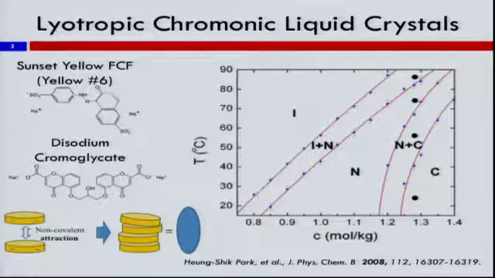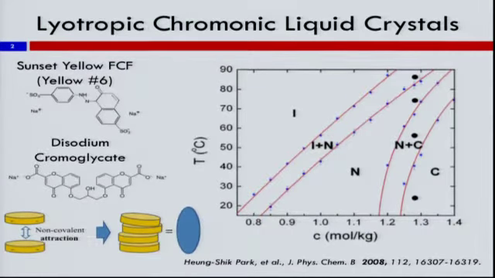So the materials I'm going to tell you about are chromonic liquid crystals. The two examples on the screen, one, sunset yellow, is a common food dye outlawed in Europe, in our food in America, but I think outlawed soon. Sodium chromoglycate is a fairly old asthma drug. When these materials, and there are many like these, are put in water, they self-assemble into a stack.